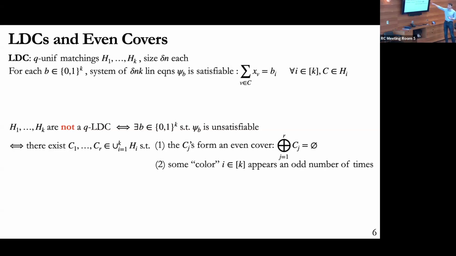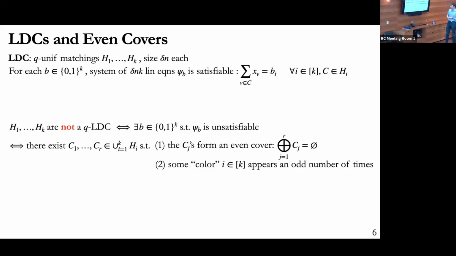So why does this show that the equations are unsatisfiable? Well, I'm going to sum up the equations corresponding to this even cover. The first condition, that it's an even cover, says that when I sum it up, the left-hand sides of the equations all cancel, because each v appears in an even number of them. So x sub v will just cancel with itself, and we get 0 on the left. The second condition says that some i appears an odd number of times, which means when I sum up the equations, on the right some b sub i is still there. It doesn't cancel. And so then I can set that b sub i to be 1, all other b sub j's to be 0, and I get the equation 0 equals 1. So therefore I cannot satisfy the system of equations. I've got a contradiction. Okay, and this is equivalent to there being a solution for every B.